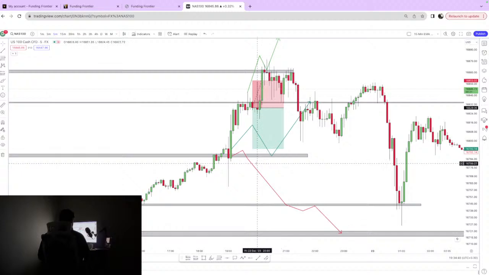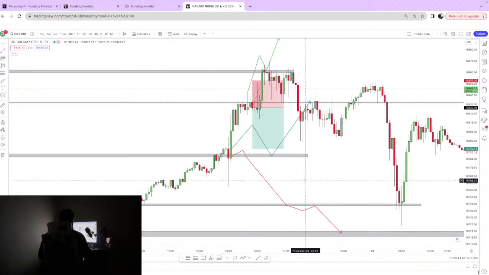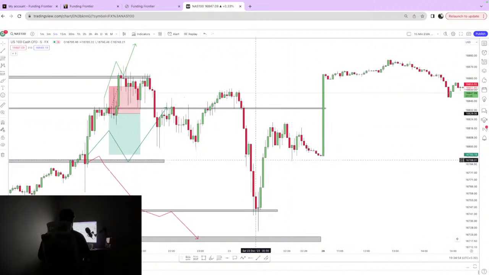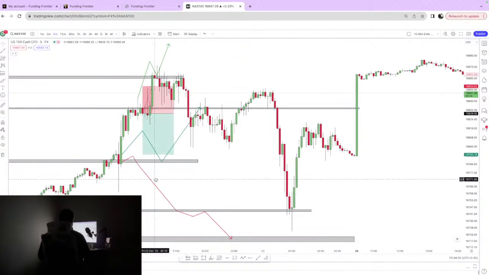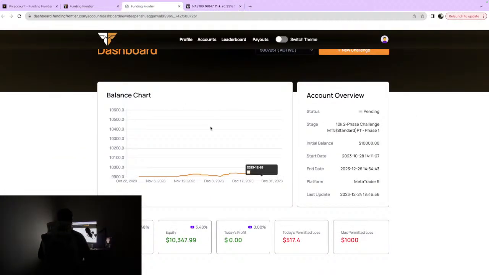This was a trade which we took on Friday. It was a very highly manipulated zone and it took resistance from this level, formed a double top and straight away fell down. But no worries, we were on the wrong side and that's it. And this is the dashboard, this is the progress.